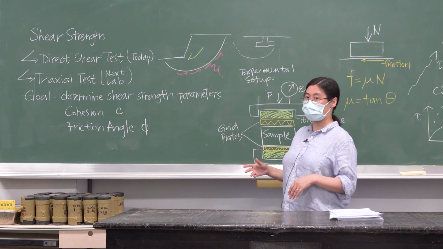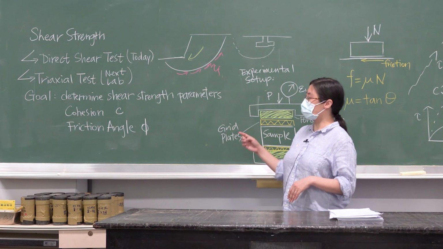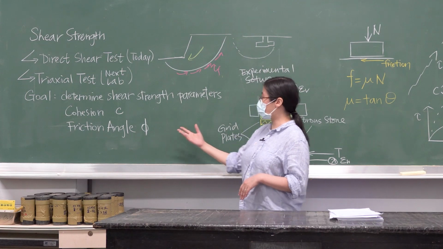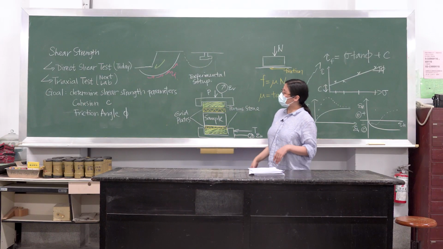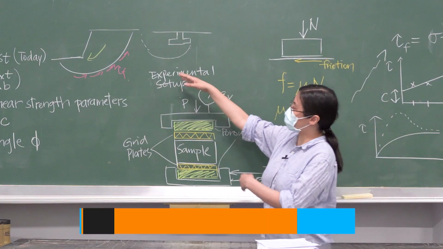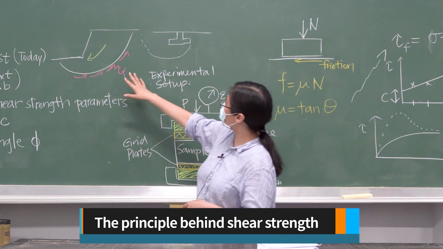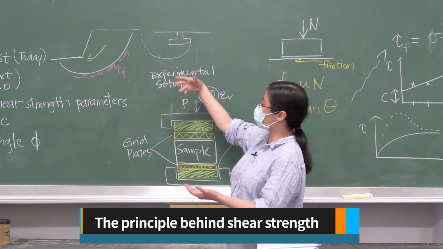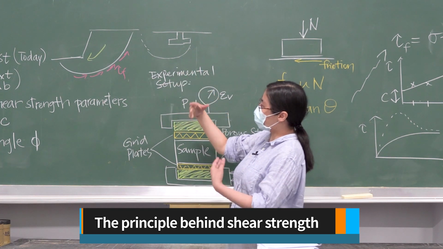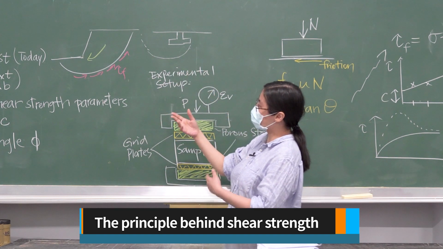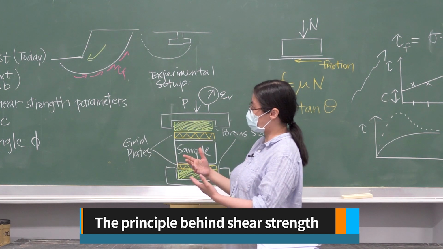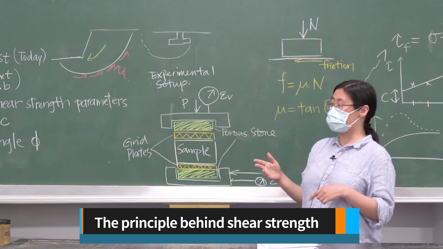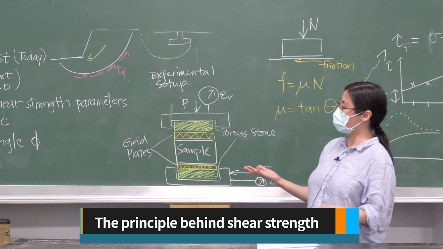In the lab, what we are going to do is determine the shear strength parameters, which are cohesion and friction angle. In a moment, we are going to look at the principle behind cohesion and friction angle. If you look at this illustration, I have a slope and also a foundation, which you will learn in the next semester. To illustrate what shear strength is, as I mentioned a moment ago, shear strength is the maximum shear stress that can be sustained by soil.